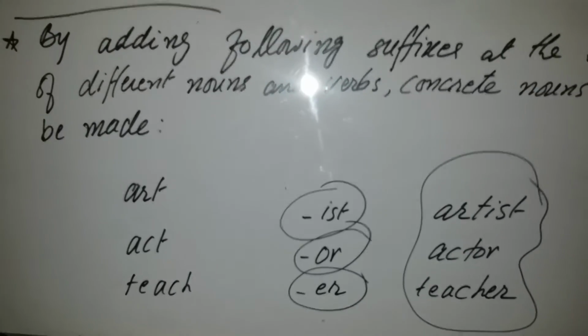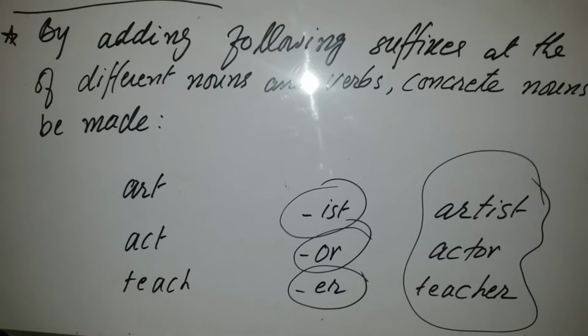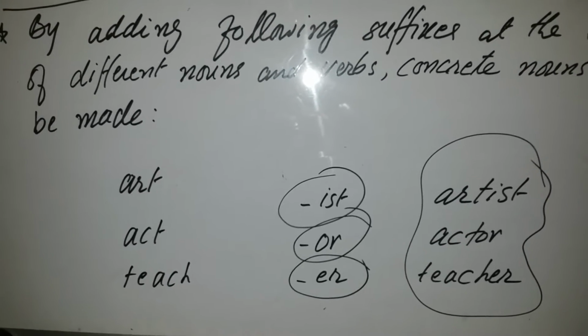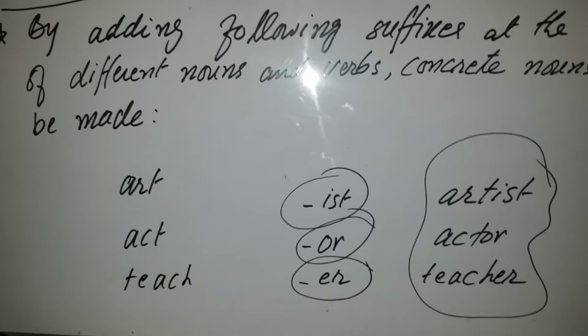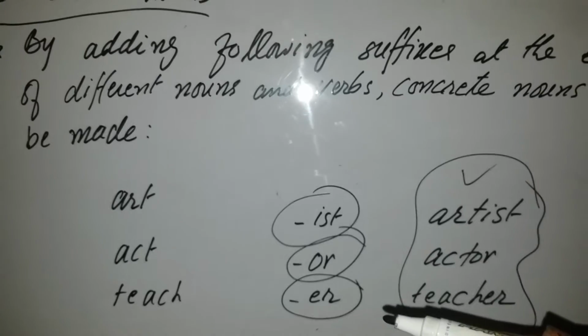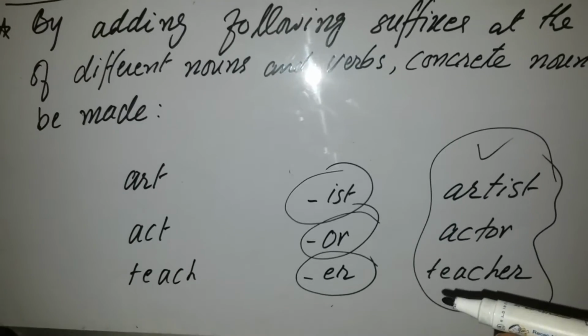So always remember that the difference between concrete and abstract nouns is that concrete nouns have physical existence, while abstract nouns don't have physical existence.